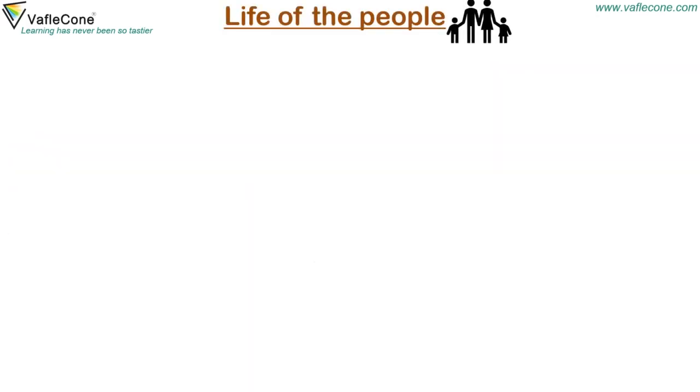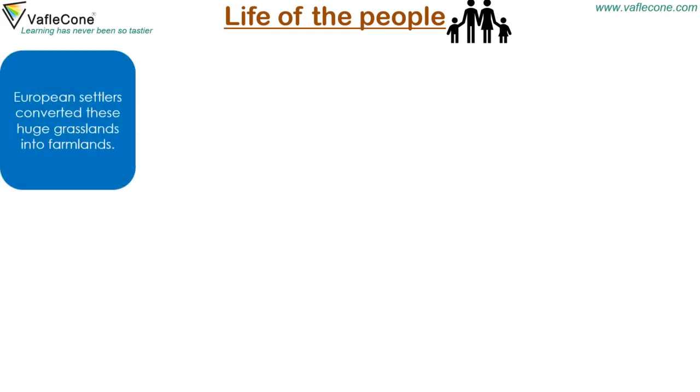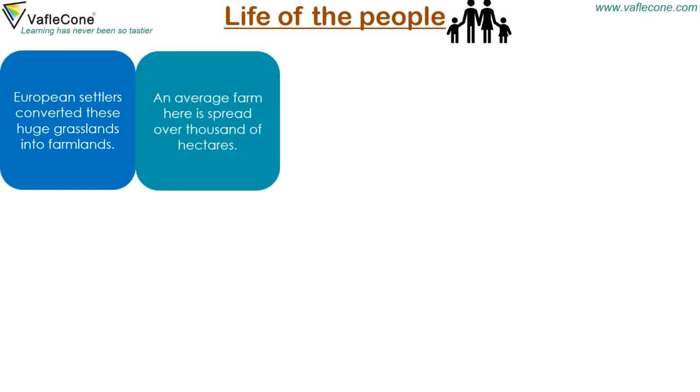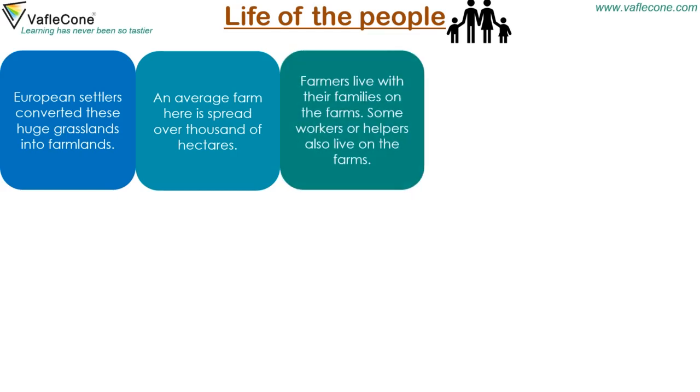Life of the people. European settlers converted these huge grasslands into farmlands. An average farm here is spread over thousands of hectares. Farmers live with their families on the farms. Some workers or helpers also live on the farms.